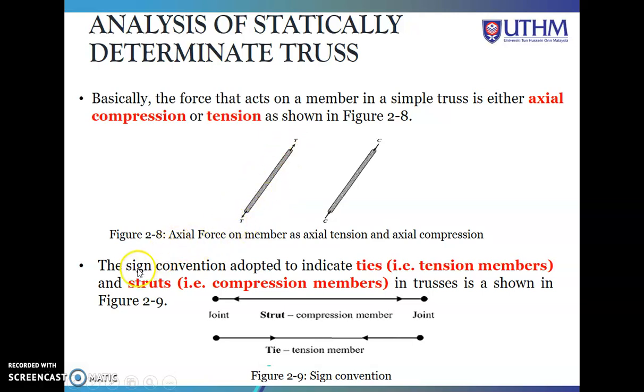Pulling out. So the sign convention adopted to indicate ties, which is a tension member, and strut, a compression member, is shown here. So kalau di dalam compress strut, this is a compression member, so kita akan nampak anak panah dia akan ke dalam. This is joint. So dia akan bagi anak panah dia ke dalam, ke arah join. Whereby for the tension member, the arrow will go out from the join. Dia akan mengarah ke luar daripada join.